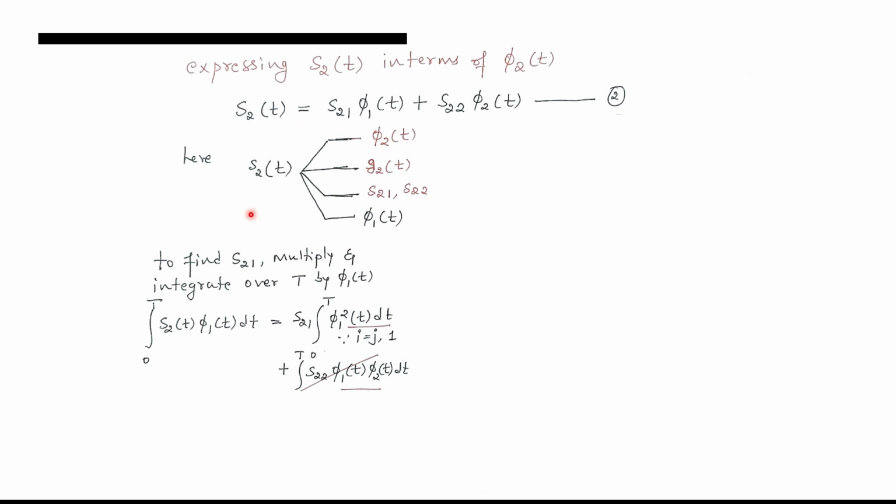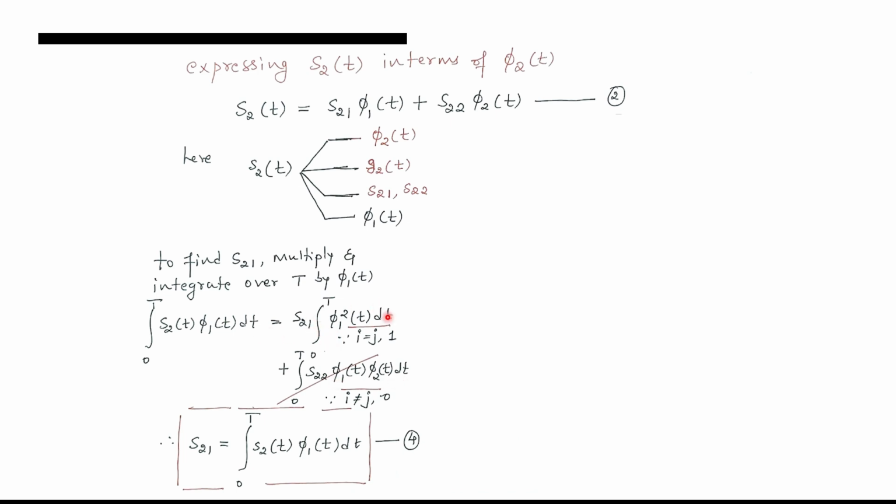To find S21, multiply and integrate equation 2 over T seconds by phi1 of t, because phi1 of t we know. So on multiplying and integrating, on the left hand side we get integral 0 to T S2 of t phi1 of t dt, which is equal to S21, a constant, times integral of phi1 square of t dt, plus S22 times integral of phi1 of t phi2 of t dt.